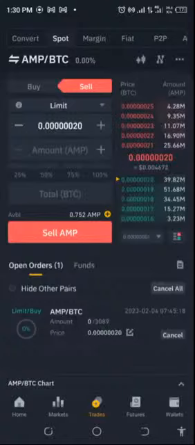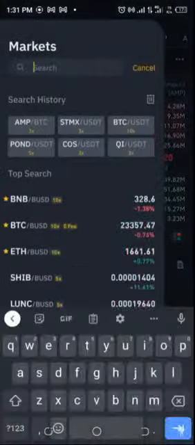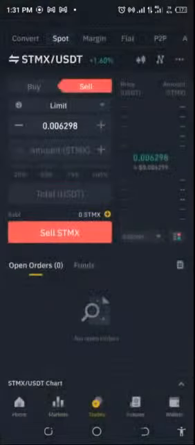All right, so now I'm going to cancel this particular order, and I'm going to choose another coin, and we're going to try a little experiment alongside that. Are you ready? If you are, just say yes in the comments. Okay, so let's cancel this. Cancelled. So we're going to go to another coin, right? We're going to use STMX.